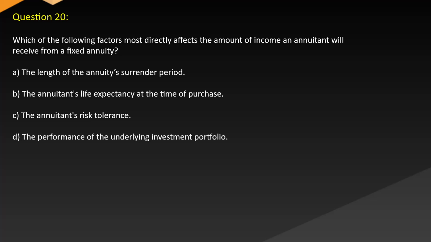Question 20. Which of the following factors most directly affects the amount of income an annuitant will receive from a fixed annuity? A. The length of the annuity's surrender period. B. The annuitant's life expectancy at the time of purchase. C. The annuitant's risk tolerance. D. The performance of the underlying investment portfolio.